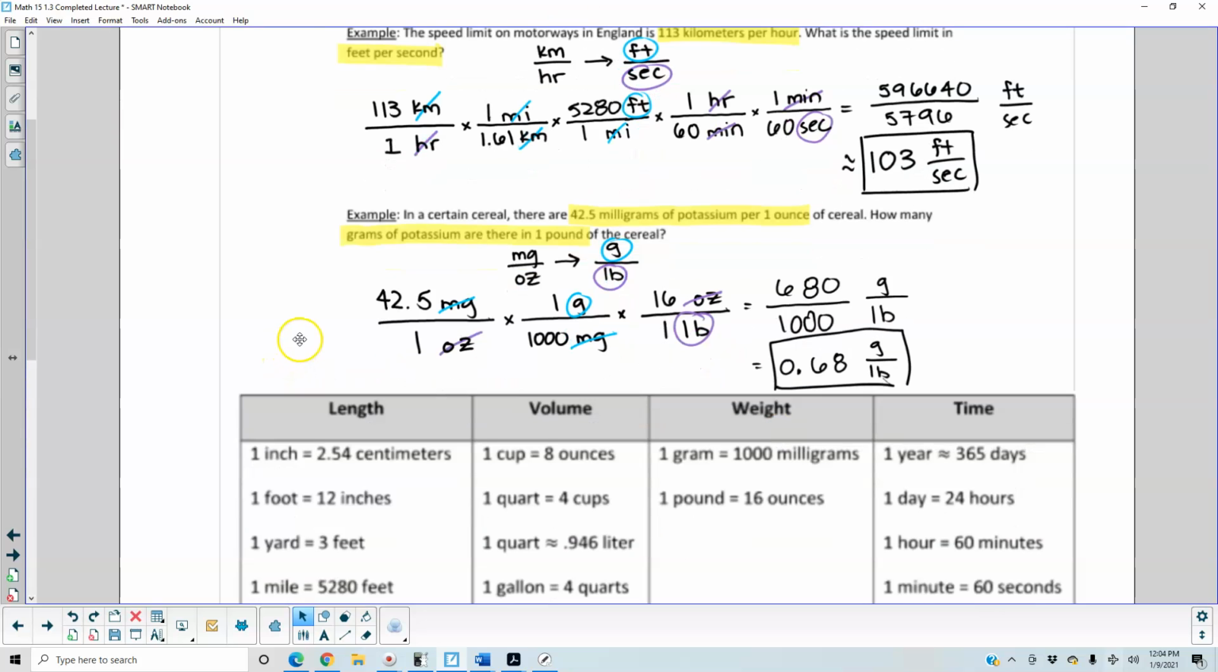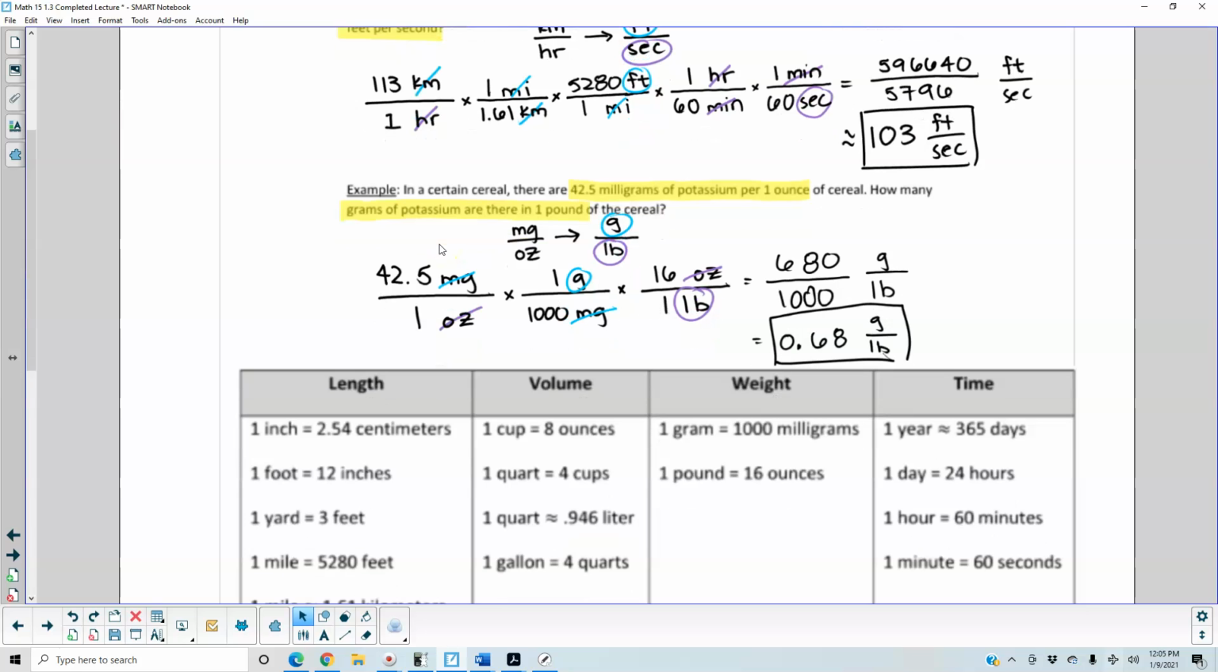The next example is that in a certain cereal, there are 42.5 milligrams of potassium per 1 ounce. So we can write that as 42.5 milligrams over 1 ounce. Now, how many grams of potassium are there in 1 pound of the cereal? So we want to go from milligrams over ounces to grams per 1 pound. So we want grams in the numerator and pounds in the denominator. So we have 42.5 milligrams over 1 ounce.